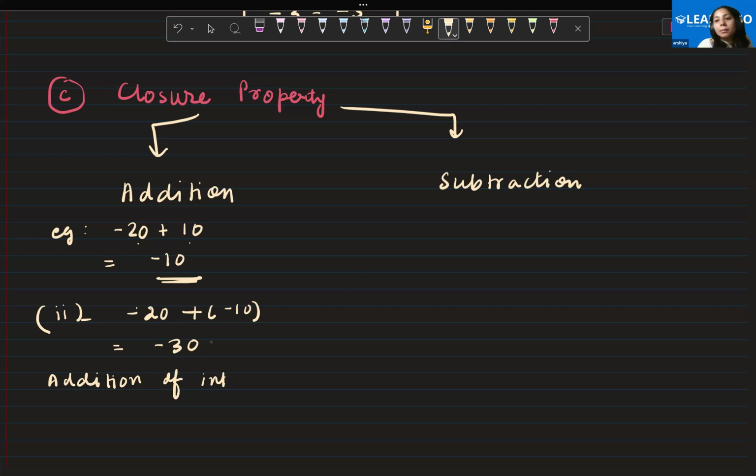That happens in multiplication. When we are adding and subtracting, the sign depends on the sign of the bigger number. In this case, out of 20 and 10, 20 is the bigger number and 20 is negative. That means the final answer will also be negative. Okay.